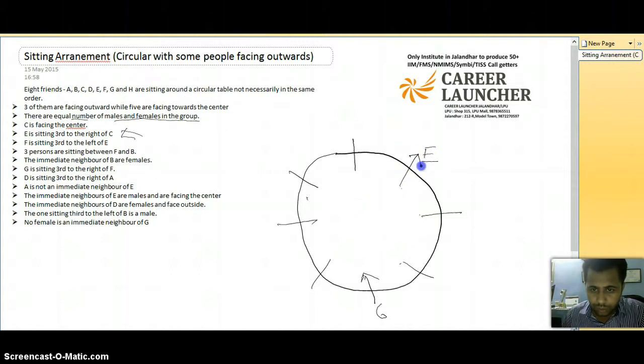So E is definitely looking outside. So 1, 2, 3. F would definitely be sitting here. The next hint is F. 3 persons are sitting between F and B.